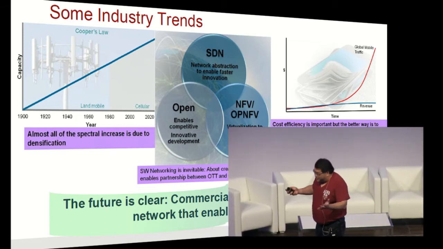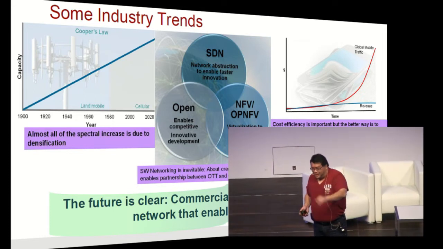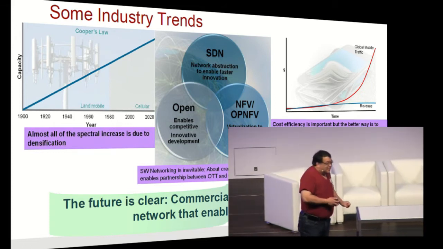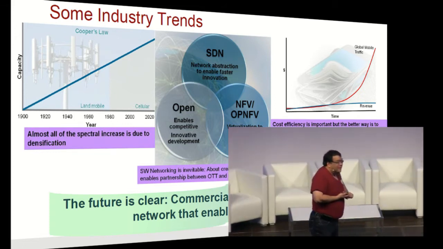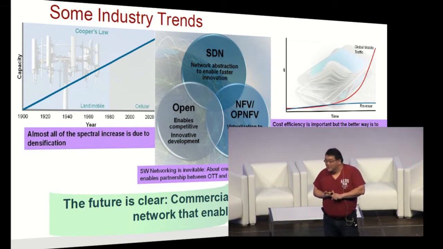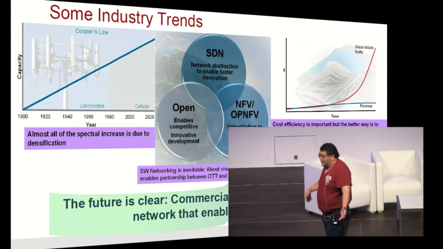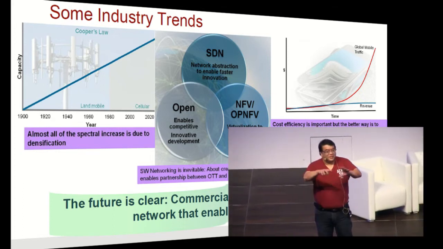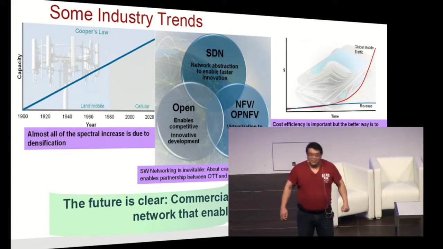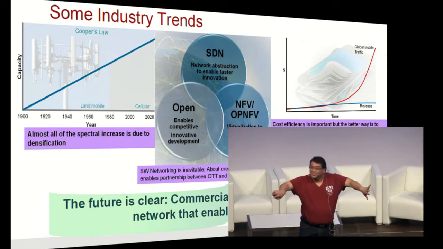And why is it broken? If you think about it, the wire network, my guys in optical tell me, can achieve 10 to the minus 12 bit error rate. If I'm in the wireless world, I'll be ecstatic if I can achieve 10 to the minus 3 bit error rate. That's a difference of roughly 10 to the 9. To give you a sense of what that is, it's like the thickness of a human hair compared to the diameter of the Earth. That's how different those two networks are.